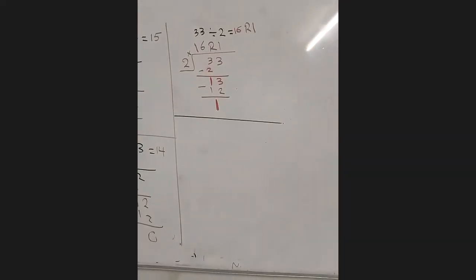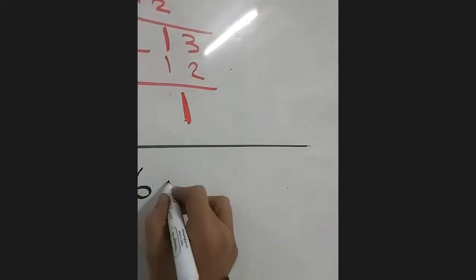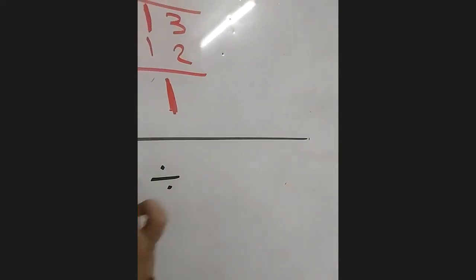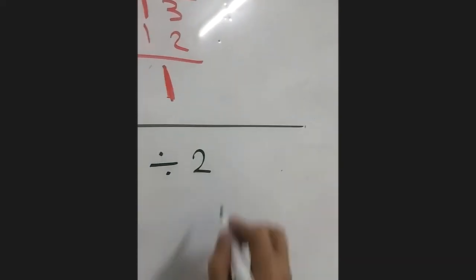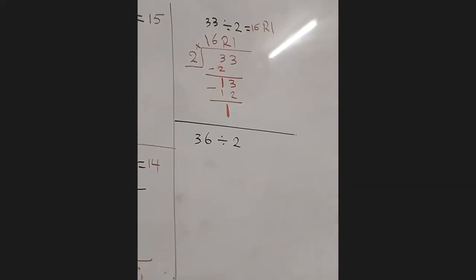Mr., can you make another exercise because I don't understand very well? Only one. Right. Look here. 36 divided by 2. Okay?